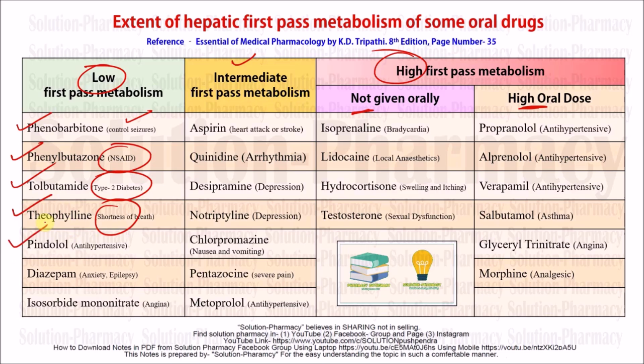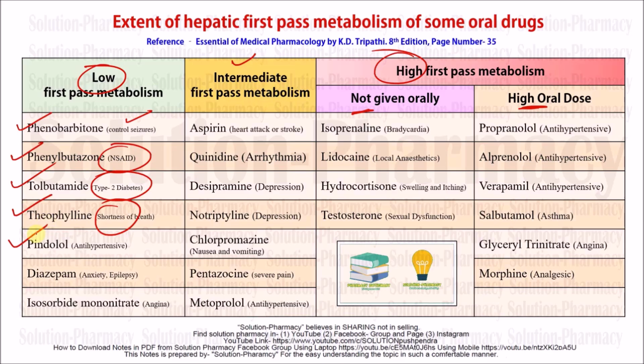This pindolol is an example of the antihypertensive category. Antihypertensive drugs are those drugs which are used to treat an elevated level of blood pressure above 120 by 80 mmHg. These drugs are very useful to maintain a proper and normal blood pressure value in a given patient.